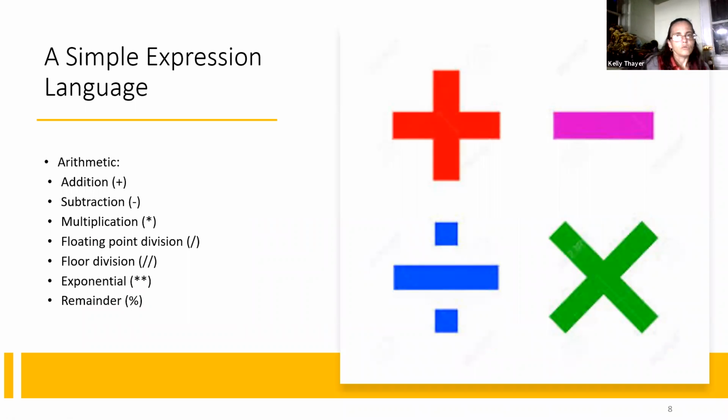We may wish to do basic operations: addition, subtraction, multiplication, and division. We'll also have a few extra ones that we'll be able to do. We'll have the floating point division, which is the typical kind of division you're used to doing, and we will talk about floor division, but basically this is getting the whole number component, doing exponentials, or raising something to the power of something else, and also getting the remainder using the percent symbol.